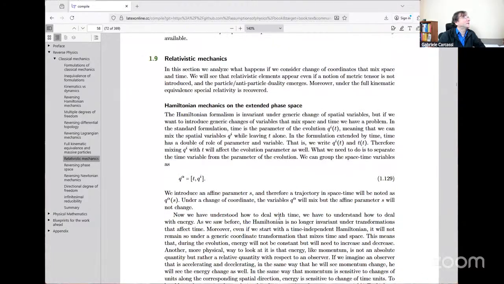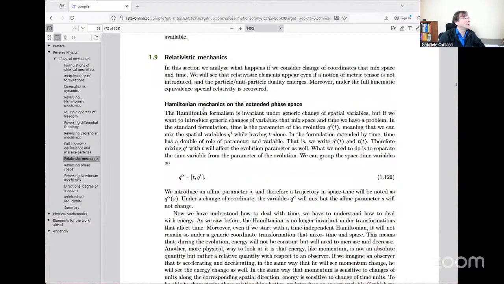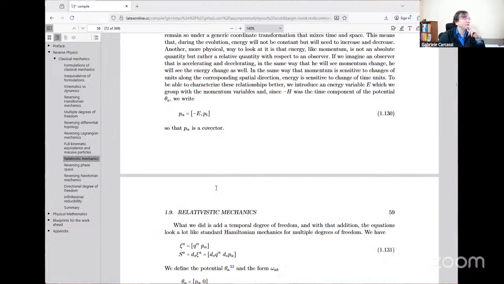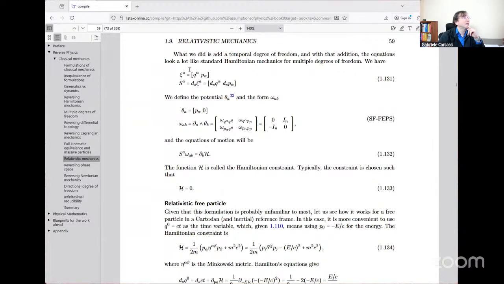So the first thing that we did was we extended phase space not just by t but also by e, and we saw that to be consistent with all the stuff that we saw before on the Lagrangian, the e actually had to have a minus sign. And then we basically did standard Hamiltonian mechanics in the Q alpha and P alpha. So we're just extending the phase space with the temporal degree of freedom.